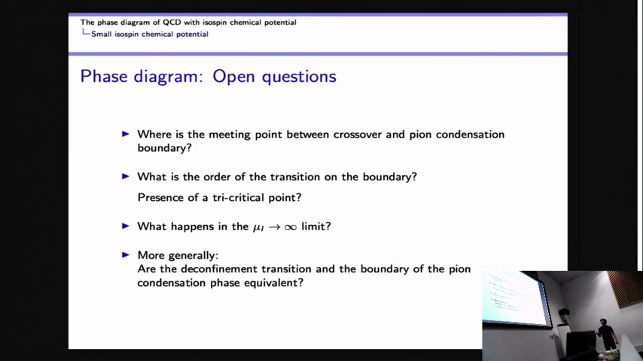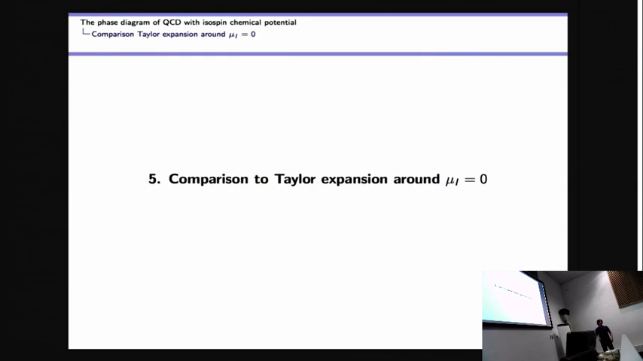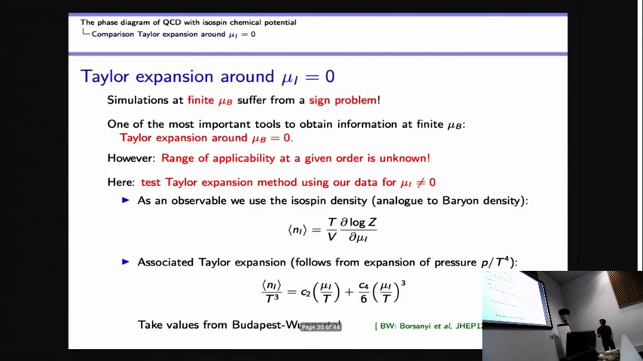Okay, so let me now talk in my last few minutes about the comparison of our data to Taylor expansions around μi equals 0. I don't think that I need to introduce the concept of Taylor expansion. The problem, however, with Taylor expansion is that the range of applicability at a given order is unknown a priori. So what we can do here is really test the Taylor expansion method using our data at finite values of μi. As an observable, we choose the isospin density, which is defined in this way.